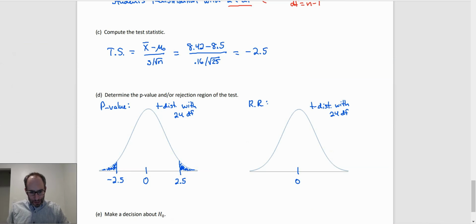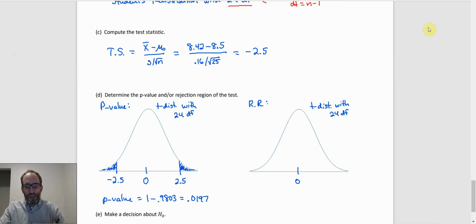So the p-value would be 1 minus 0.9803, which is 0.0197, which is the same thing that we got when we made StatCrunch do all of it.